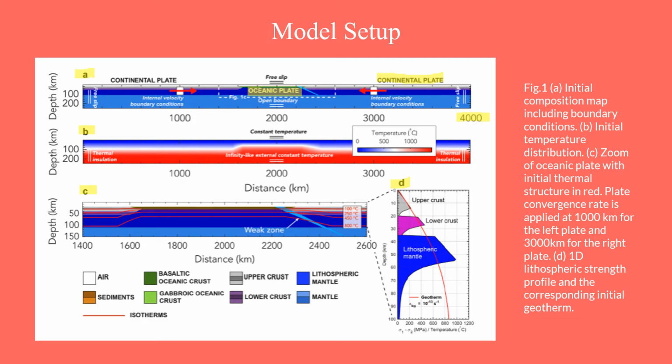Also, one more thing to mention: to initiate the subduction, a weak zone was imposed on the right ocean-continent transition, which is this one. This is the weak zone. Now, this weak zone cuts through the whole lithospheric mantle at an angle of around 30 degrees. This is the basics of the model setup. Next, we will go to the modeling procedure.